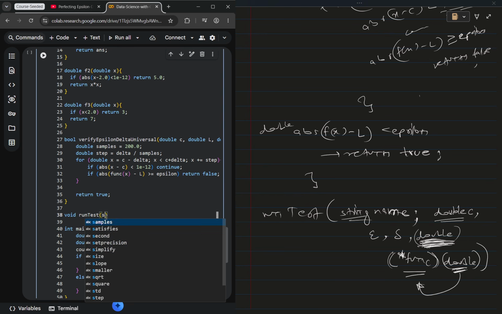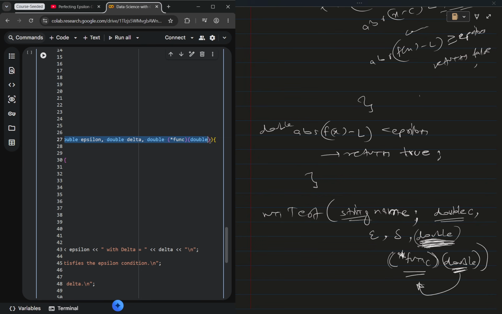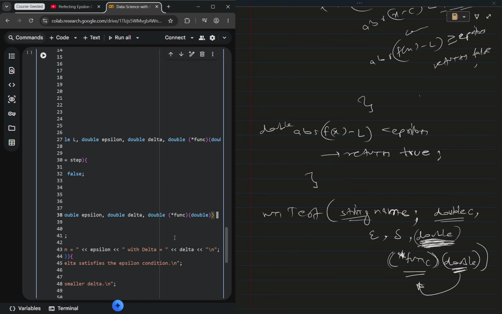So we have this string name. Obviously, good content has to be delivered in a decent way. So where was I? It's a string name. Then yes, let's go with double C. Let me just copy it over here. This function all, for some reason, it directly teleported. Anyways, so we have this.